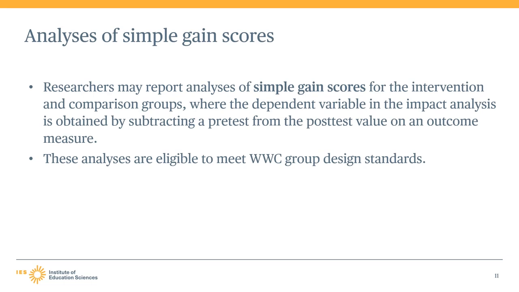Finally, another common type of repeated measures analysis that WWC reviewers may encounter are analyses of simple gain scores. This type of analysis can be used when participants are observed once before the intervention is implemented and then observed again after the start of the intervention. Gain scores can be calculated by subtracting each participant's pre-test value from the post-test value on the measure of interest. Researchers then may use the resulting difference as the dependent variable in an impact analysis, such as the outcome variable in a regression model used to estimate intervention impacts.